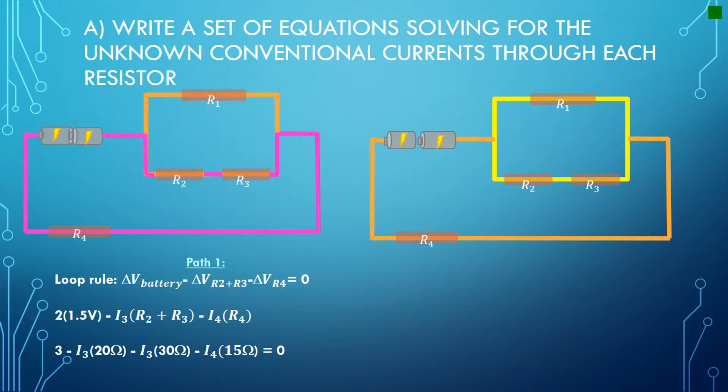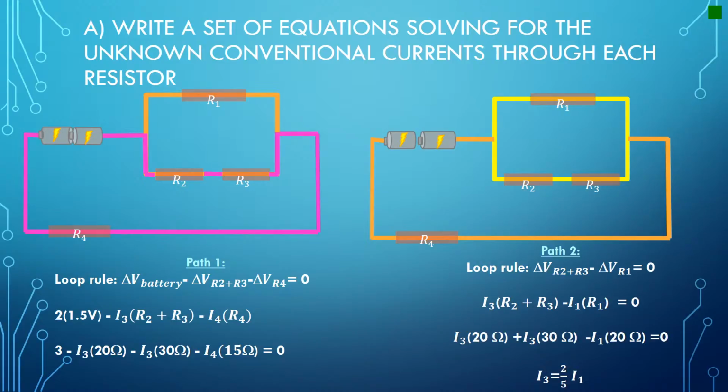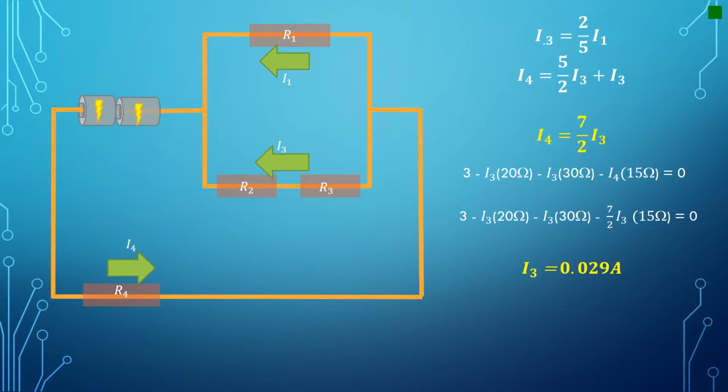Doing so for the second path, we get the equation I3 times 20 plus I3 times 30 minus I1 times 20 is equal to 0. For path 2, solving for I3, we get that I3 is equal to 2/5 times I1. From the node rule, we know that I1 plus I3 is equal to I4. Using the equation for I3 we got on the previous slide, we find that I4 is equal to 7/2 times I3. Now to find the magnitude of I3, we simply plug the equation for I4 into one of the loop rule equations and solve. We find that the conventional current flowing through resistor 3 is equal to 0.029 amps.